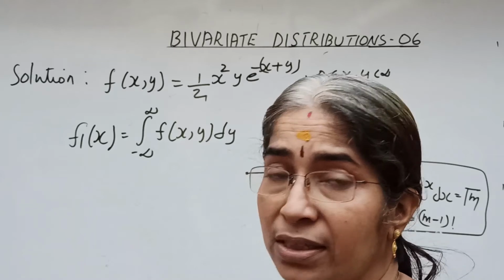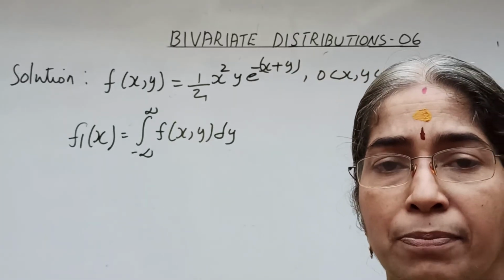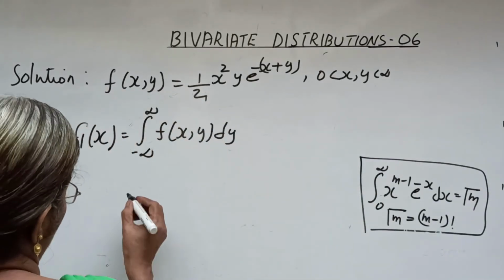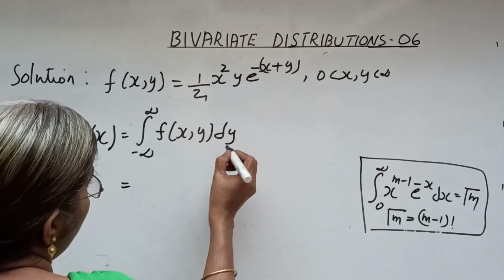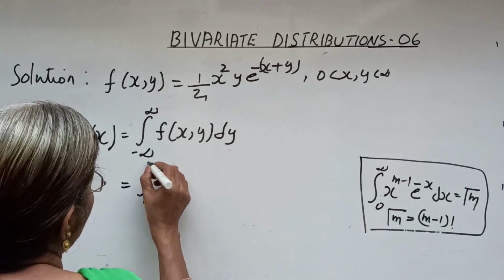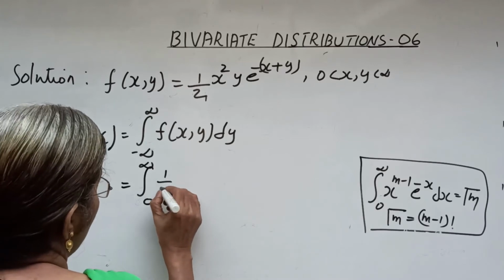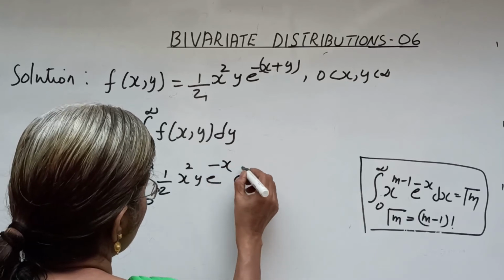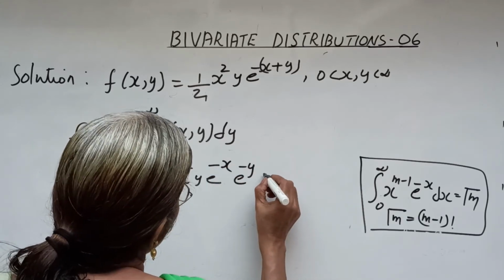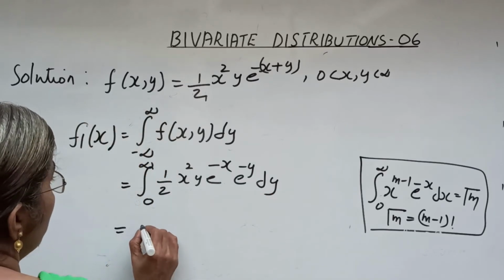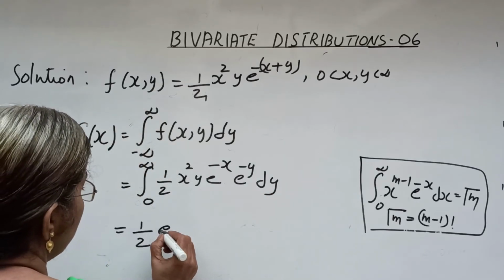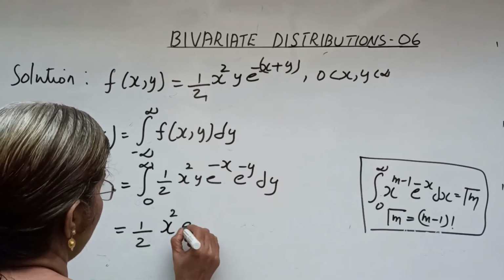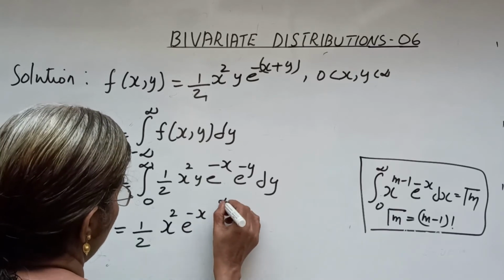We are eliminating the variable y to obtain the marginal distribution of x, which is f1x. It is the integral over y, that means for y from 0 to infinity, of 1 by 2 x square y, which we can write as e raised to minus x into e raised to minus y dy. So that is 1 by 2 x square e raised to minus x into the integral from 0 to infinity.